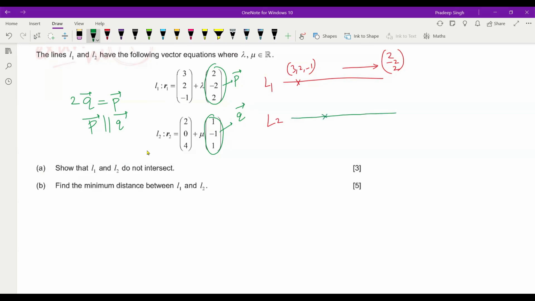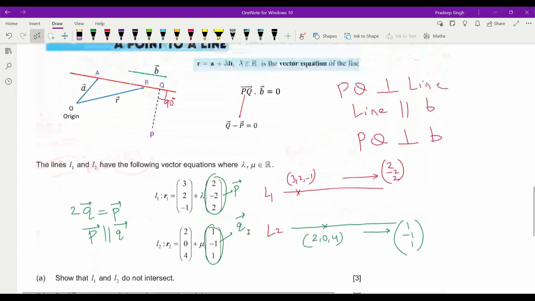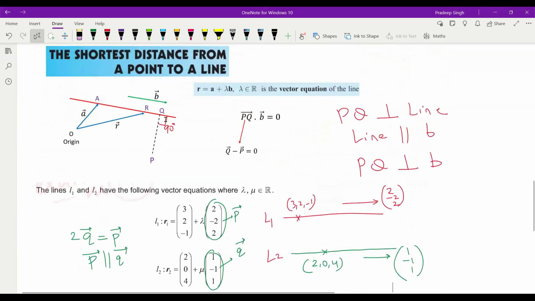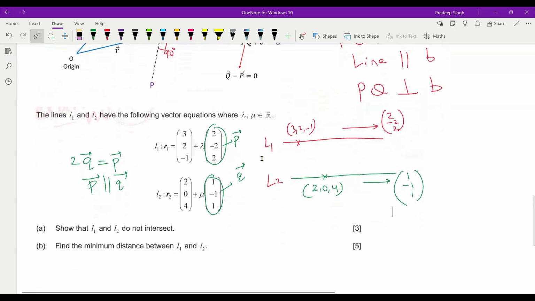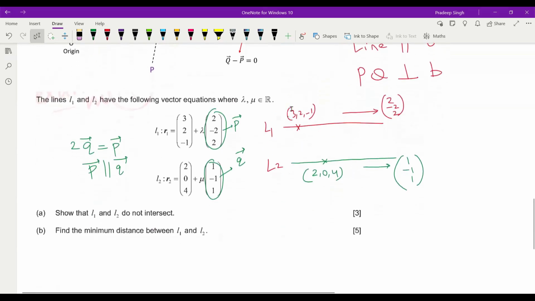So let's say the point on L2 is (2, 0, 4), which is given, and the parallel vector in this case will be (1, -1, 1). Now, how do we find the minimum distance? We employ the same principle of 90 degrees. In this case, let's consider L1, where the point under consideration is (3, 2, -1). Since we are supposed to find the minimum distance, we will drop a perpendicular from L1 onto L2. So this angle is 90 degrees.